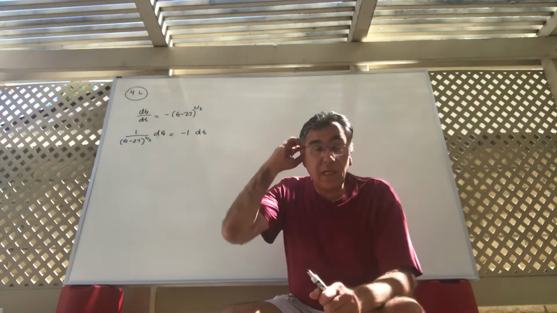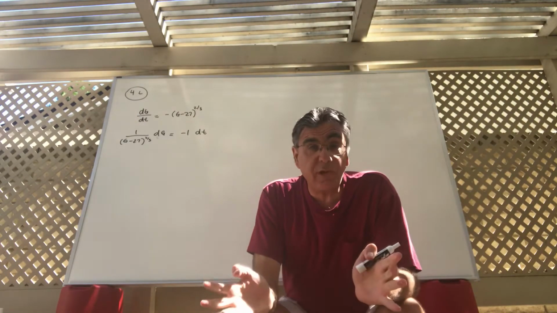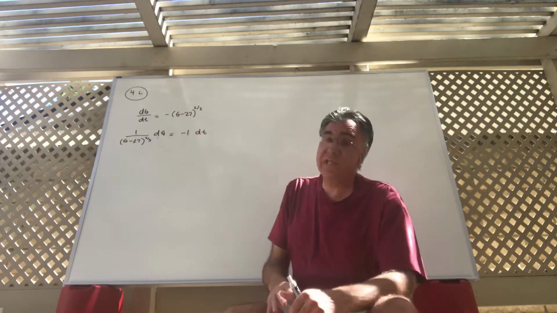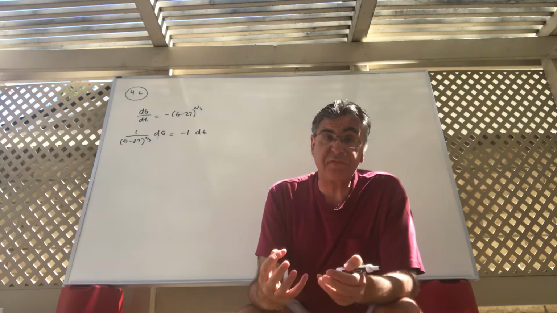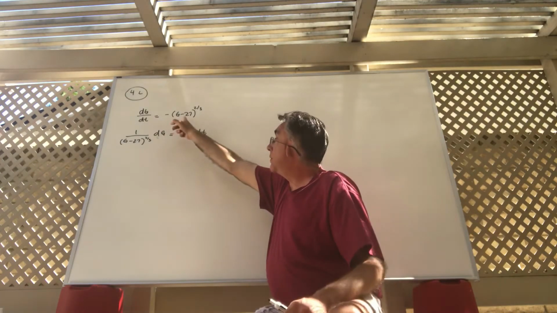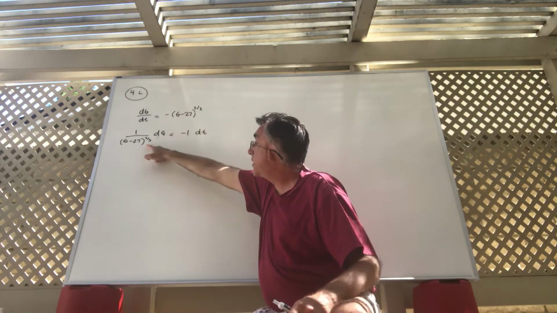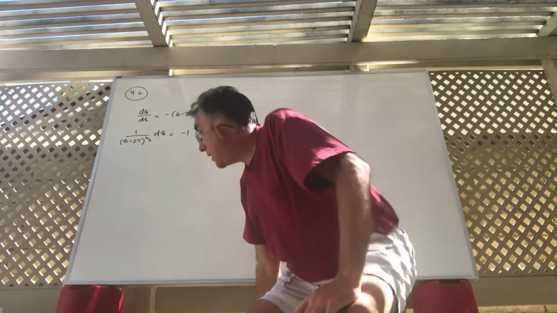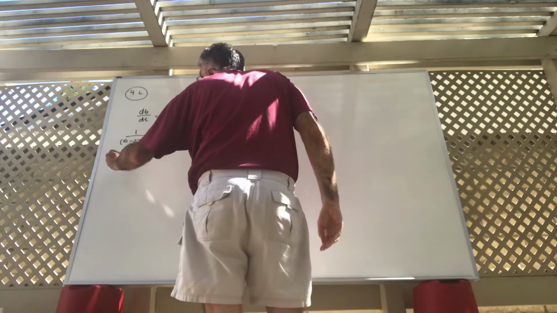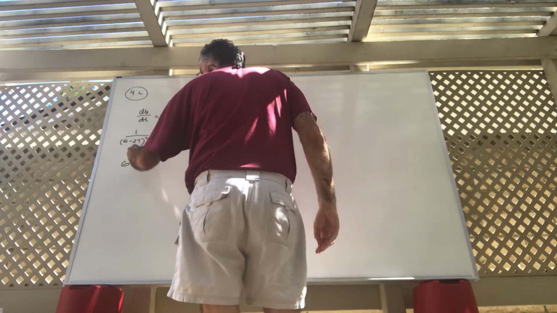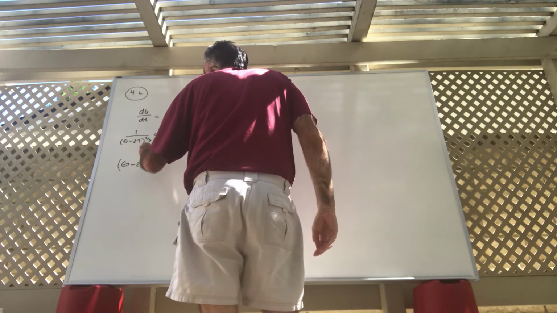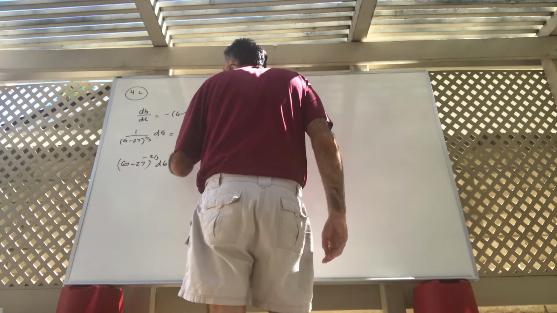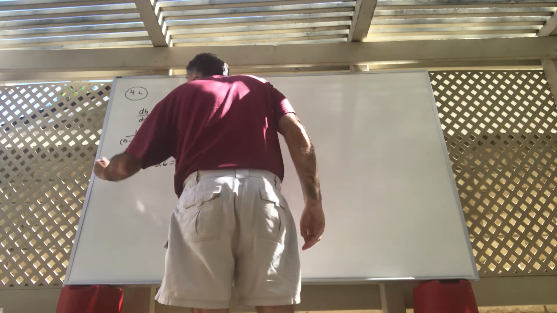Okay, Daniel. The 4C. That's a separation of variable question. They give me the derivative of g, and they want me to figure out what g of 3 is. So I'm going to bring the 2/3 part down. I'm going to leave the negative over here, and then I'm going to bring the 2/3 up as g minus 27 to the negative 1/3 equals negative 1 dt.